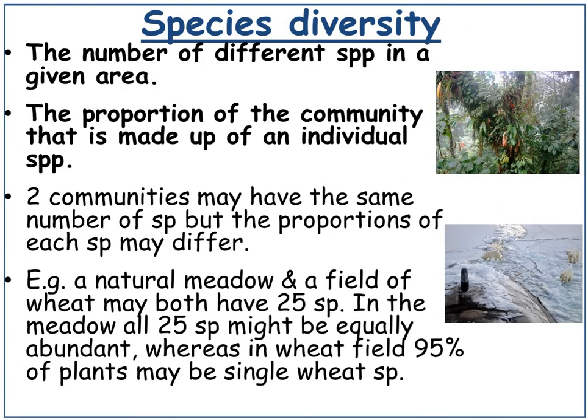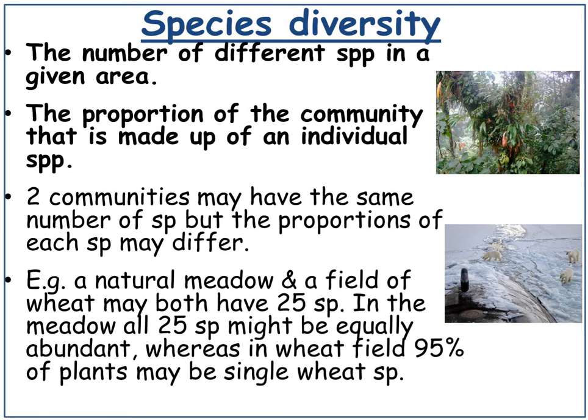So species diversity is the number of different species in a given area and the proportion of the community that is made up of an individual species. For instance, two communities may have the same number of species, but the proportions of each species may differ.